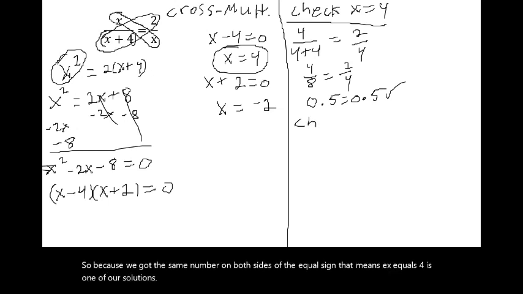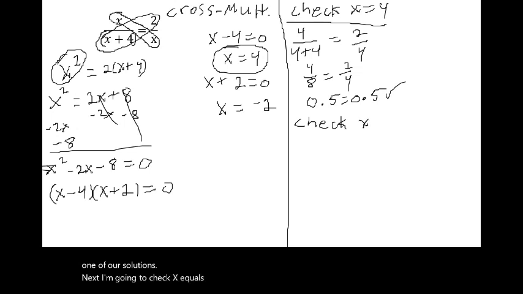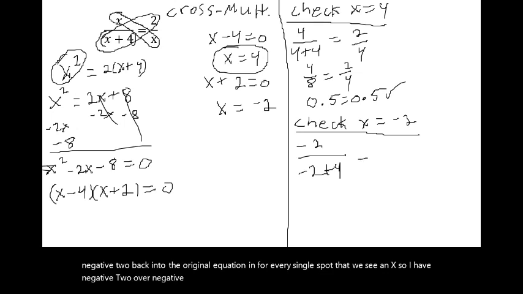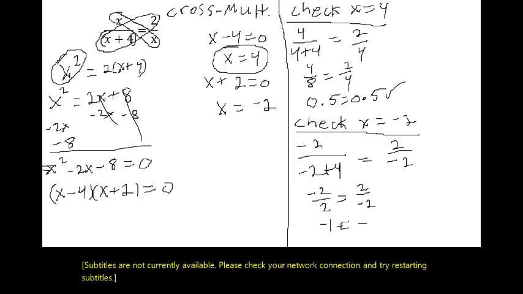Next, I'm going to check x equals -2 by doing the exact same thing. I'm going to plug -2 back into the original equation in for every single spot that we see an x. So I have -2 over -2 plus 4. We're going to see if that equals 2 over -2. So -2 plus 4 is going to give us 2. And as you can see, we do get the same number on both sides of the equal sign. So we get x equals -1.